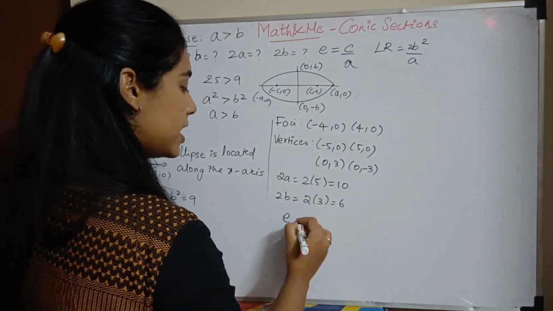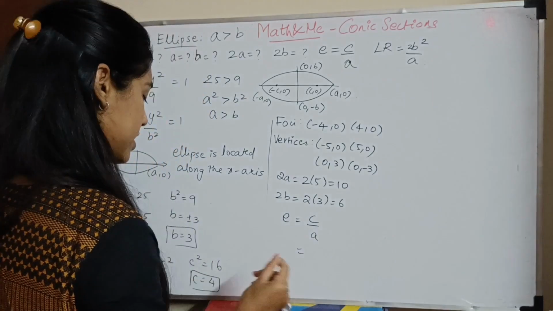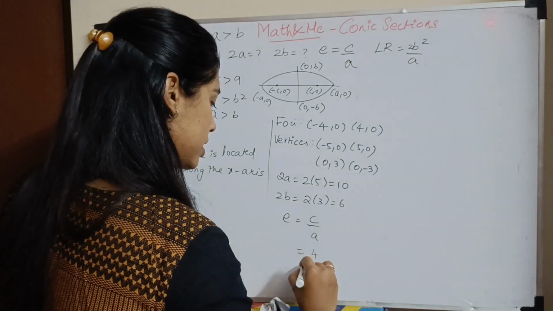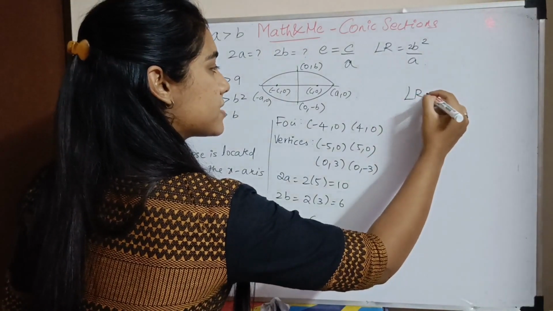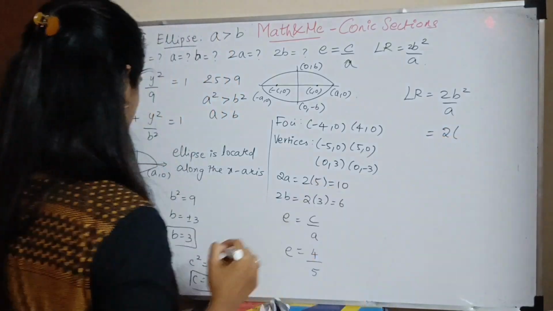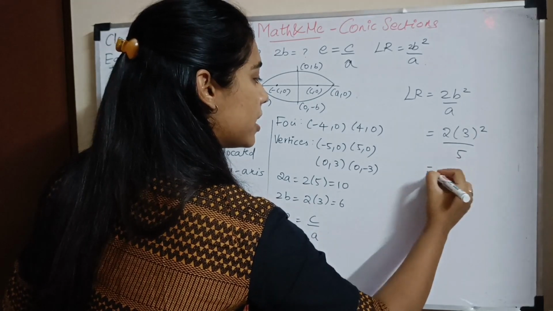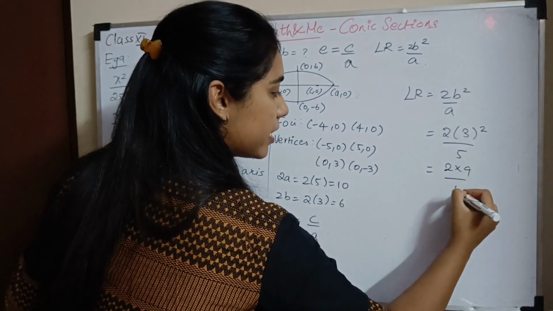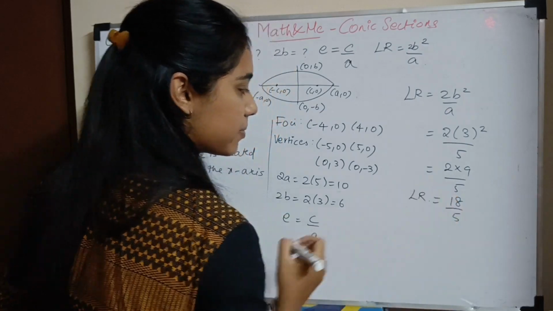Then eccentricity. E equals c by a. When I substitute the value, I have c is 4. 4 divided by 5. This is my eccentricity. What is the length of the latus rectum? It is 2b square by a. So when I substitute the values, I have 2 times b square, which is 3 square, divided by 5. So I have 2 times 9 divided by 5, which is 18 divided by 5. So this is the latus rectum. Okay?